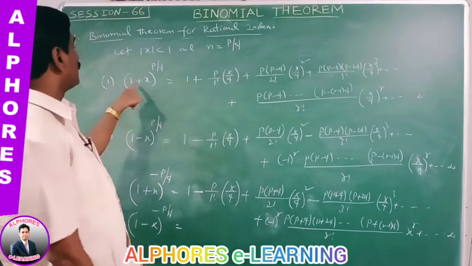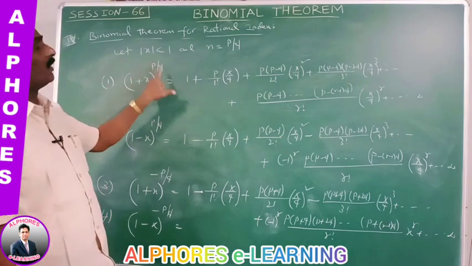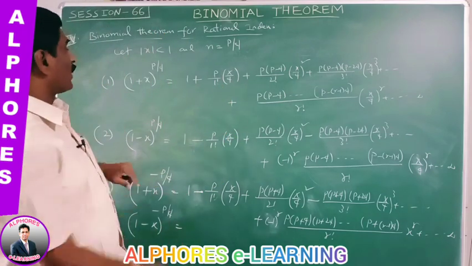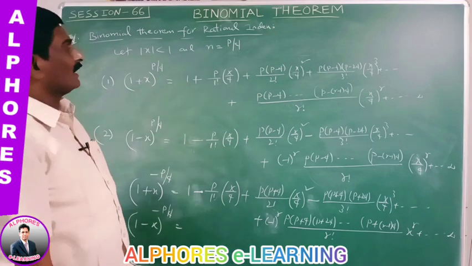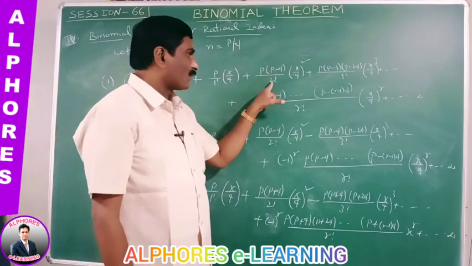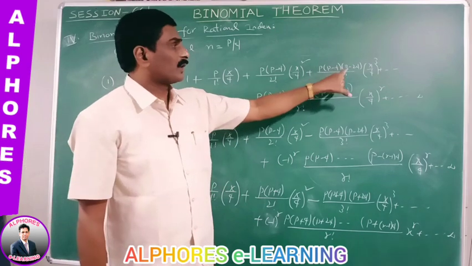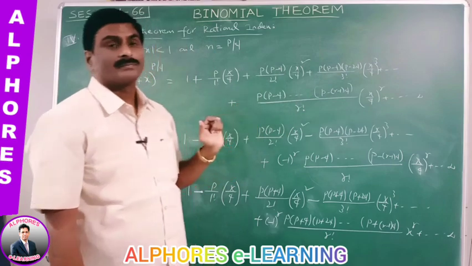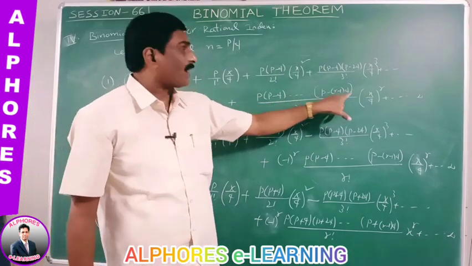Please write this value. 1 plus x whole power p by q. Please observe this value. Here plus, here plus, we get all positive terms. That means 1 plus p by 1 factorial into x by q, plus p into p minus q by 2 factorial into x by q whole square, plus p into p minus q into p minus 2q by 3 factorial into x by q whole cube, plus so on, p into p minus q into so on p minus of r minus 1 into q.